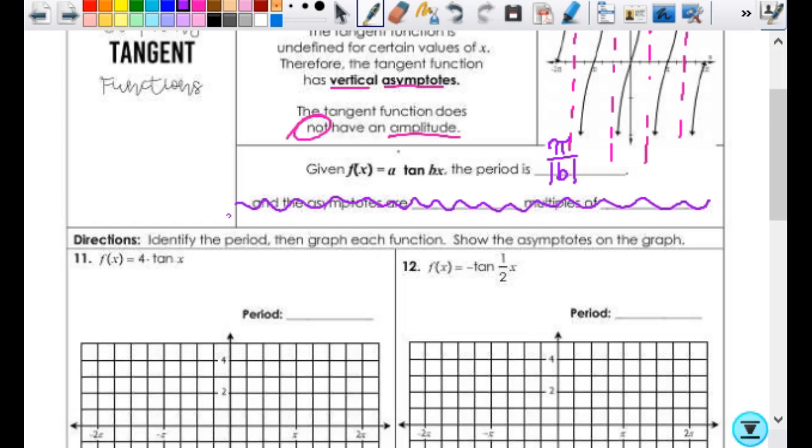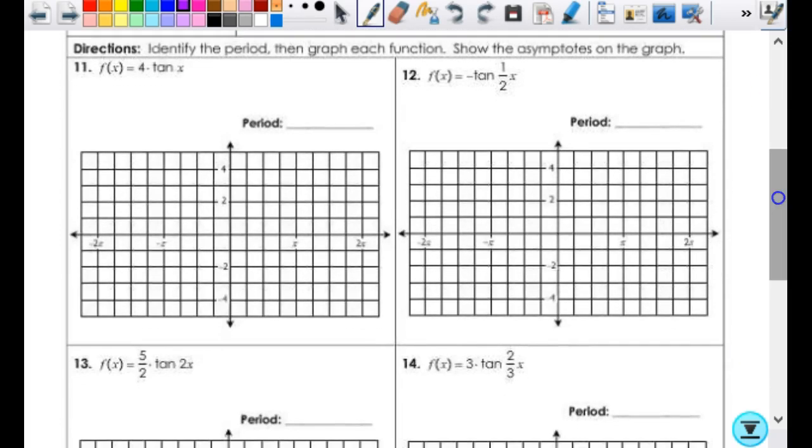So let's graph. So we have this, and it says the period. So what would the period for number 11 be? Pi, because it doesn't change, right? Now, for the other ones, we had a little blank here, and we had to fill in for the amplitude. Doesn't ask me for that. However, I still have this number here that's important. So what I have here is a vertical stretch, and my magic number is 4. Okay.